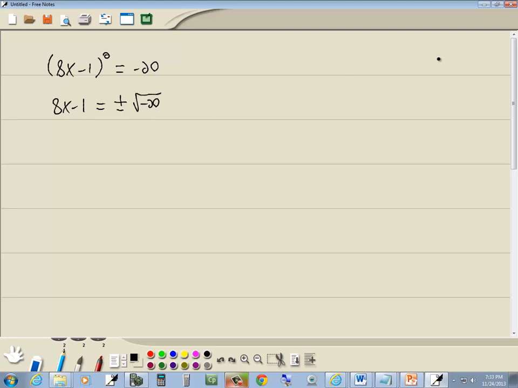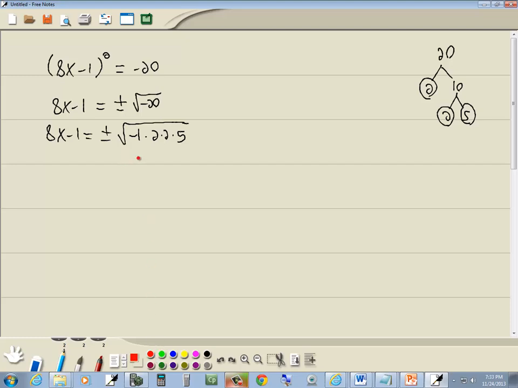Now, 20 looks like we can break it down. 20 is 2 times 10. 2 is prime, so we circle it. 10 is 2 times 5. 2 is prime, so we circle it. And 5 is prime, so we circle it. So we've got 8x - 1 = ± √(-1 · 2 · 2 · 5).